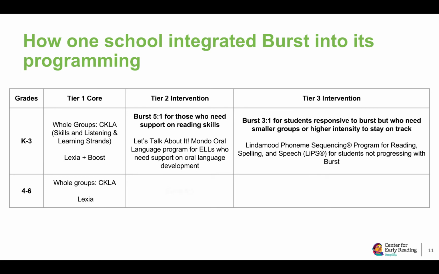For the upper grades, students get CKLA for Tier 1 core instruction in literacy and Lexia as a supplement to the core. Burst is used for Tier 2 interventions and takes place outside of the core literacy block. They only use Burst because none of the grade 4 to 6 students need support on their oral language development. And Burst addresses exactly what the grade 4 to 6 students' skills needs are on decoding and comprehension skills. Students who are not responsive to Burst are placed in a Tier 3 intervention. In this school, the Tier 3 intervention for grades 4 to 6 is actually a replacement program. Read 180 replaces CKLA for grades 4 to 6 students who receive Tier 3 intervention.